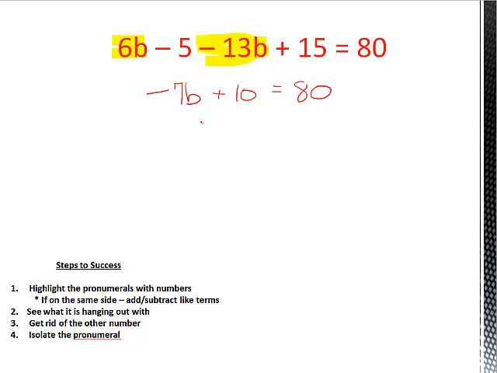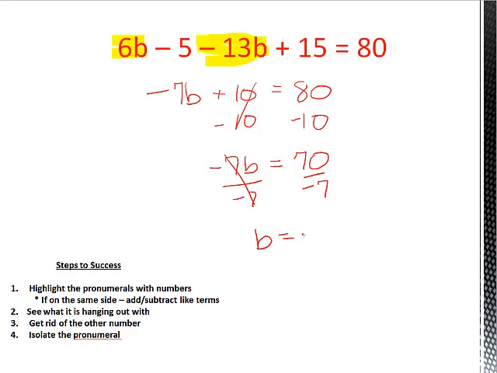b is hanging out with the negative 7, so we're going to get rid of the 10. We do that by doing the inverse operation, which is subtracting 10 from both sides. That kills off that 10. We're left with negative 7b = 70. b is being multiplied by negative 7, so we're going to divide both sides by negative 7, and we're left with b = -10.